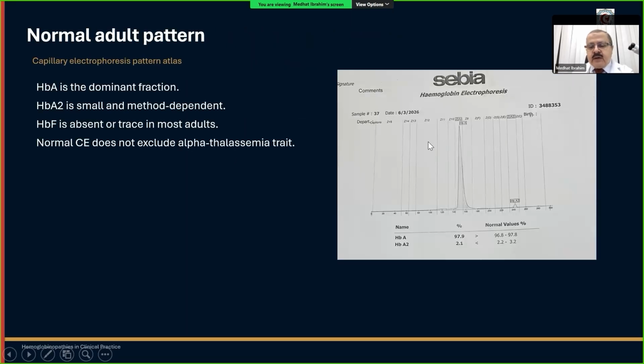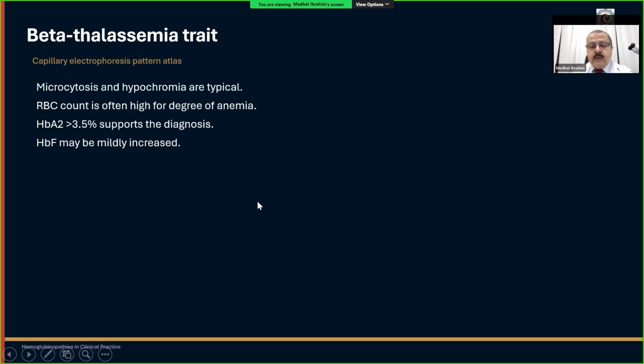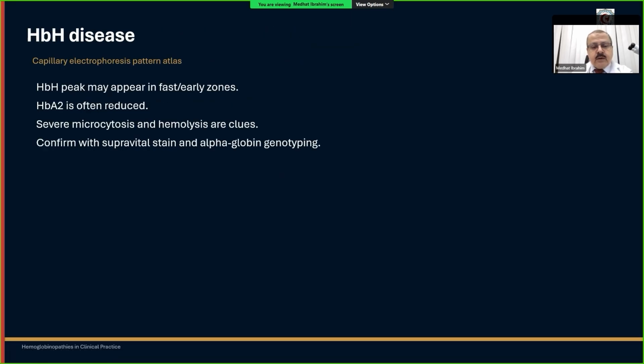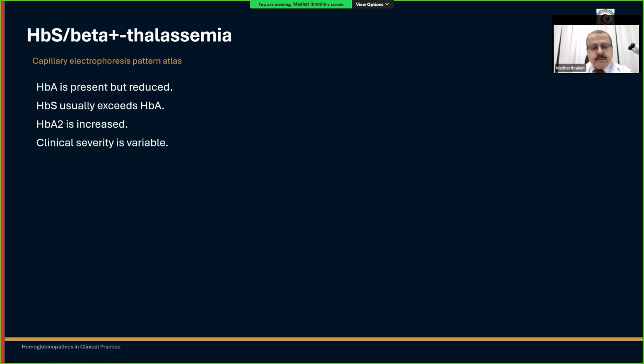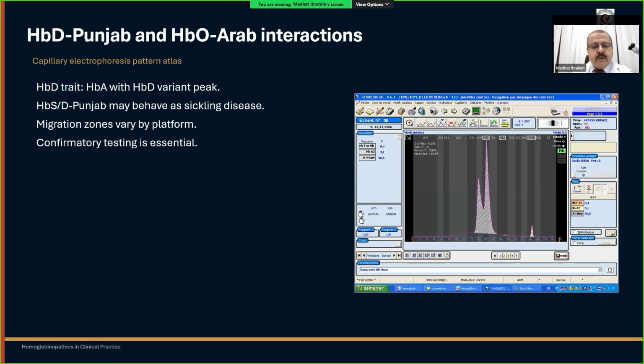Right. This is the typical pattern you get when you do hemoglobin electrophoresis for an adult case. Here is the hemoglobin A. It represents about 80%, and then the hemoglobin A2, and sometimes there is no hemoglobin F. I will just skip all of this and go directly on, because of the time.